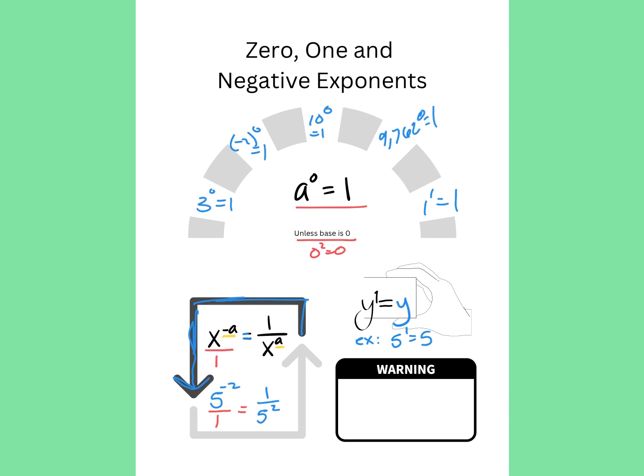But for a warning, we only flip negative exponents. So we will get to some problems that have multiple exponents involved. We only want to flip the ones with negative exponents. Now let's look at some examples.